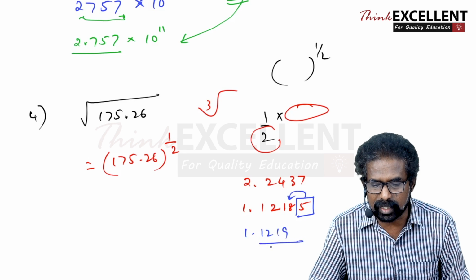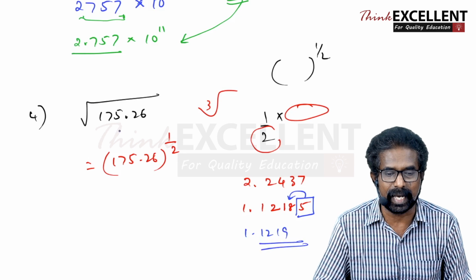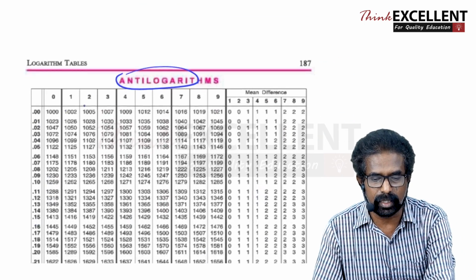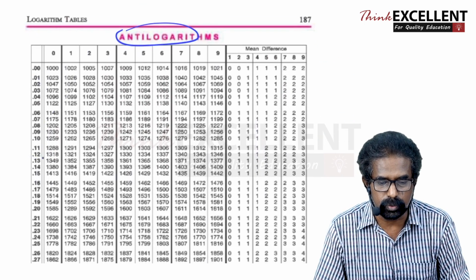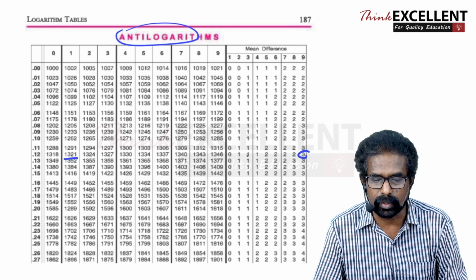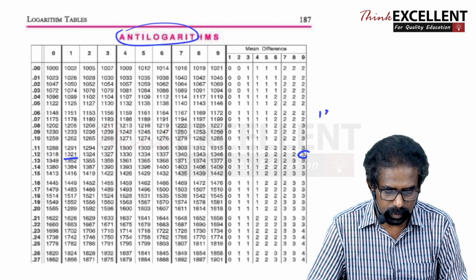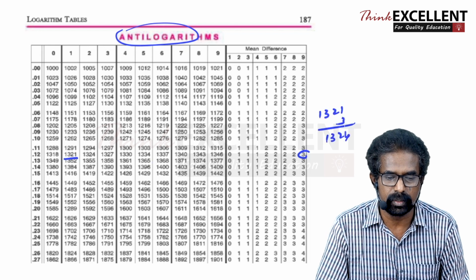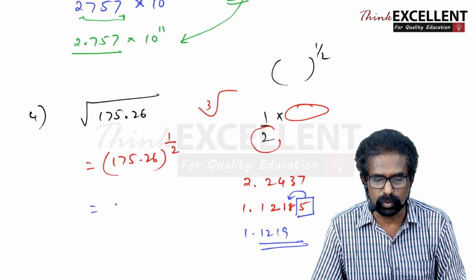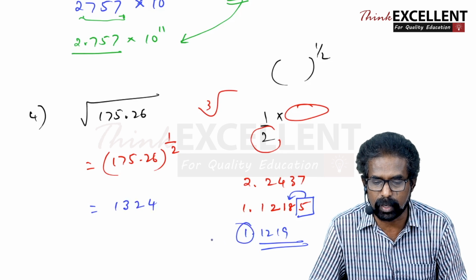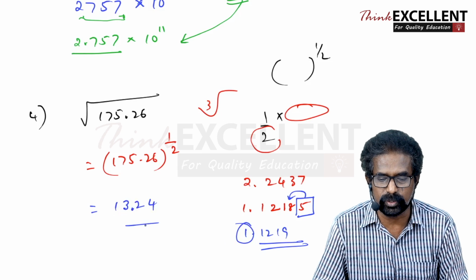So find the antilog of this one. 1219. Please look at this. Antilog of 0.12, and in the mean difference column for 1219, here it is 3. You have to add it: 1321 plus 3, so 1324, right? 1324. Where to keep the point? Before the point you have 1, so after 2 digits you have to keep the point.